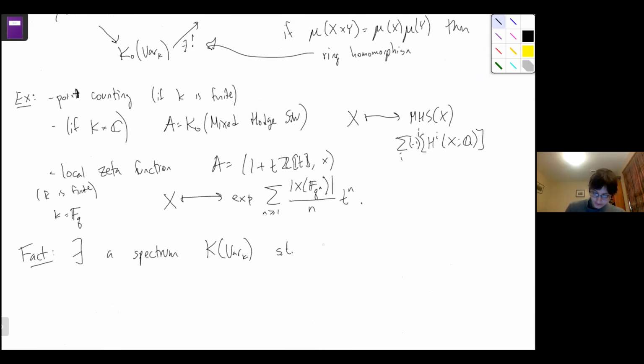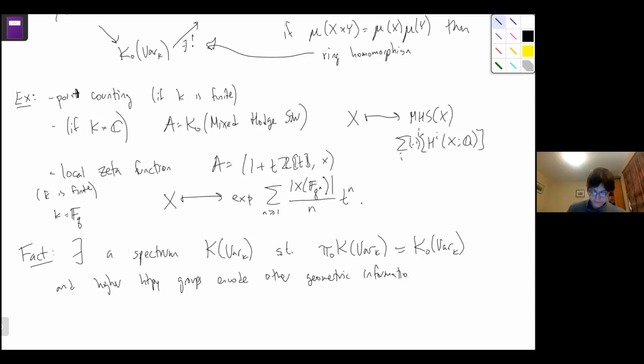such that this pi 0 is exactly K0. And the higher homotopy groups encode other geometric information. So it's not just an Eilenberg-MacLane spectrum. I mean, clearly you want K0 to be anything, I can make it be anything. But no, this actually has an actually geometrically significant such spectrum.